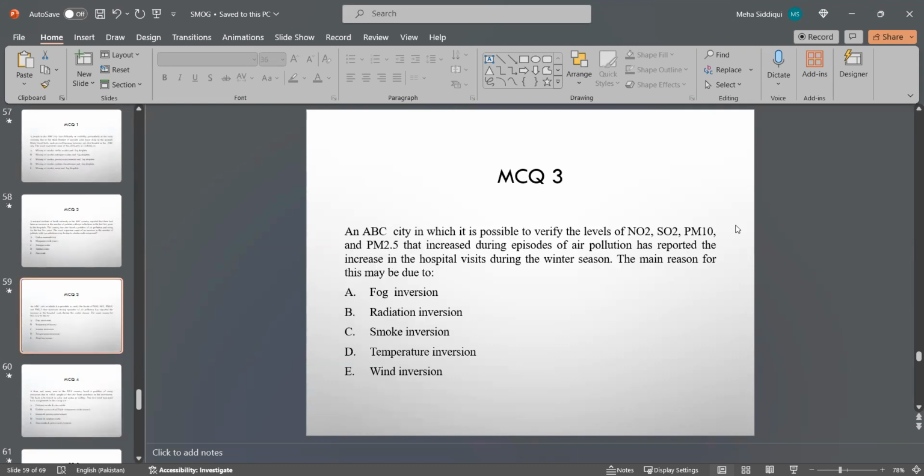MCQ3. An ABC city in which it is possible to verify the levels of nitrogen oxide, sulfur dioxide, PM10 and PM2.5 that increase during episodes of air pollution, has reported an increase in hospital visits during the winter season. The main reason for this may be due to fog inversion, radiation inversion, smoke inversion, temperature inversion, wind inversion. Anyone? D is the right option.